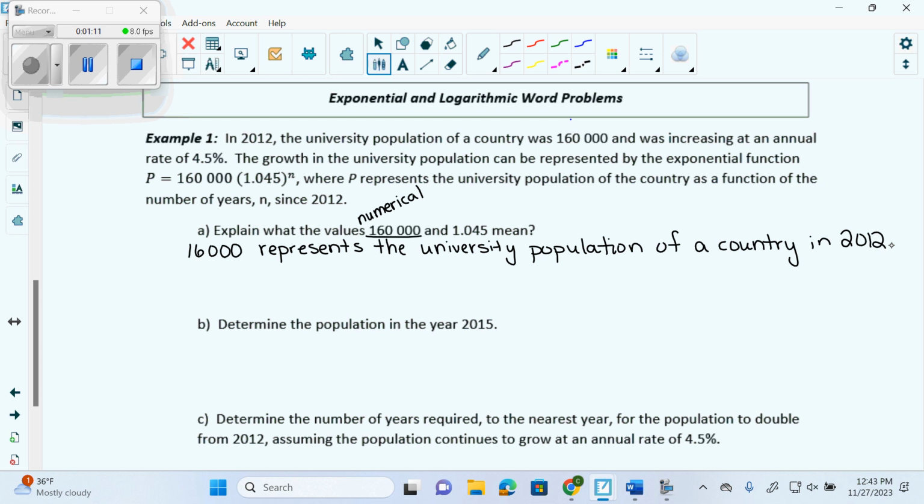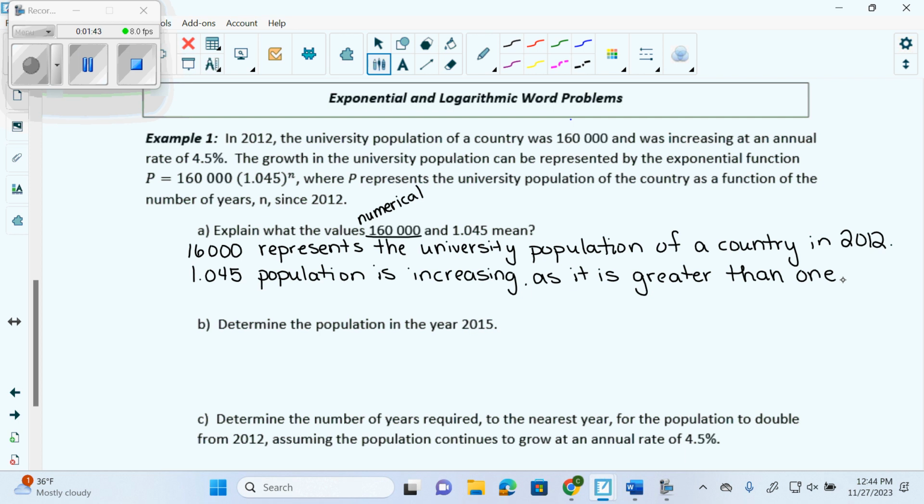Then what does the 1.045 mean? It means the population is increasing as it is greater than 1. And so you have to explain that it's increasing as it is greater than 1, right? That's the key thing.